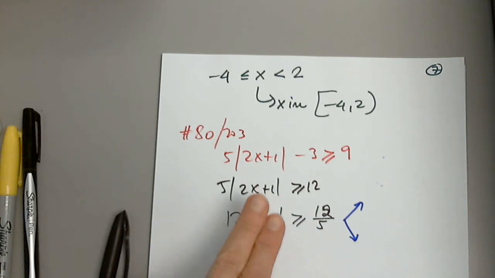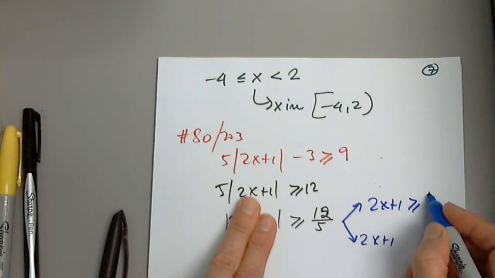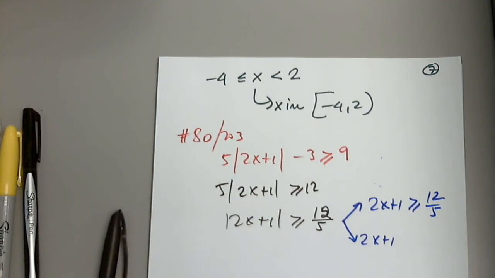So this number has to be greater than or equal to 12/5, and the same number must be less than or equal to -12/5. That's exactly what it means. Outside, to the right, far away, to the right of 12/5, and far away to the left of -12/5.